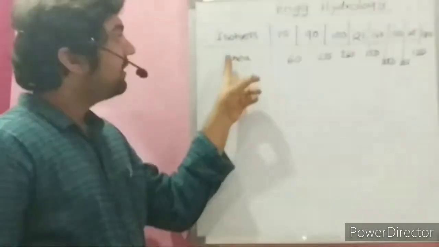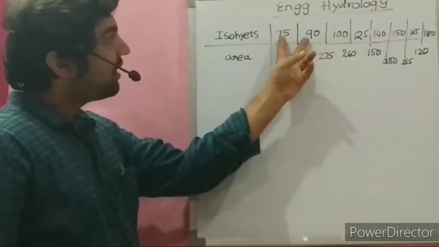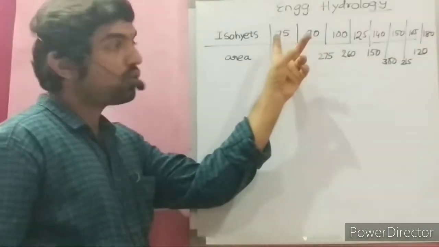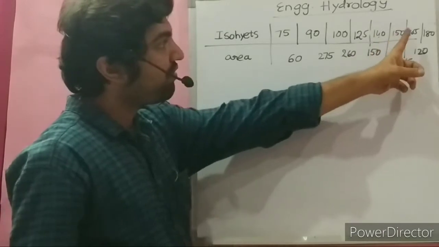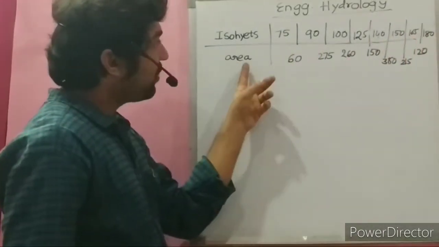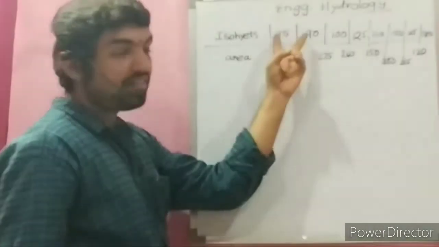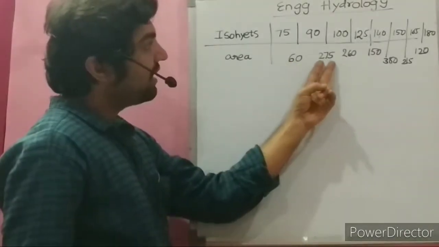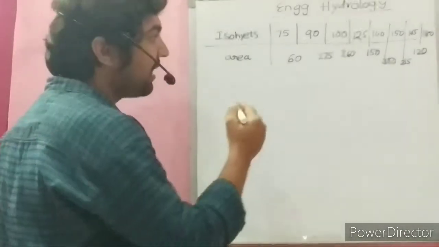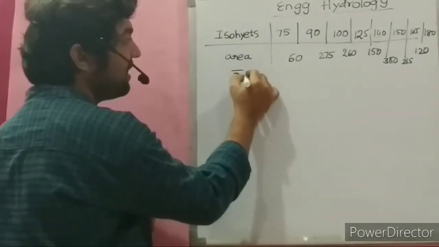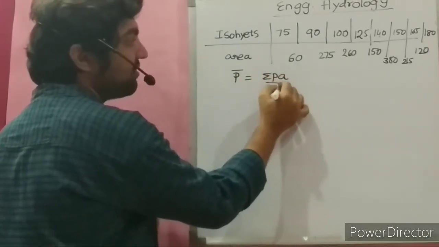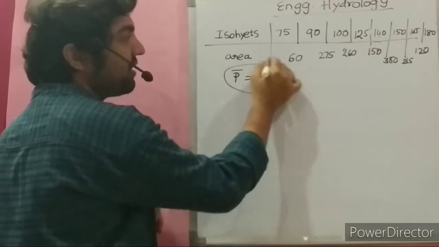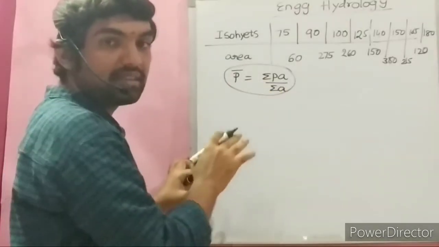isohyetal method. So these are the isohyets, equal rainfall contours: 75, 90, 100, 125, 140, 150, 165 and 180. The inter-isohyetal area between these two isohyets is this. Like this, we know the formula to calculate the average rainfall over the basin: P average is equal to sigma P upon sigma A. This gives you the average rainfall over the entire catchment basin.